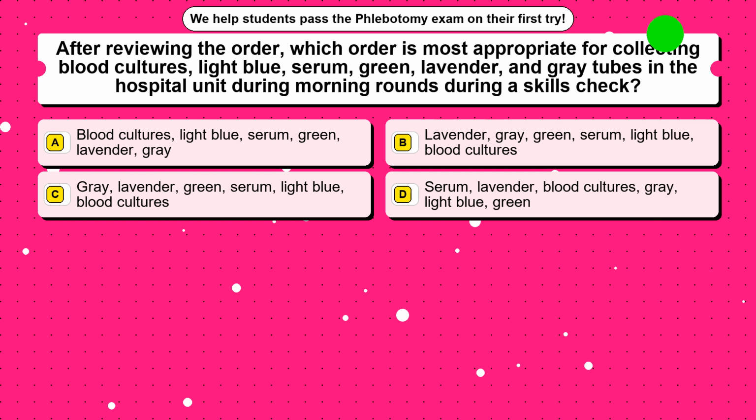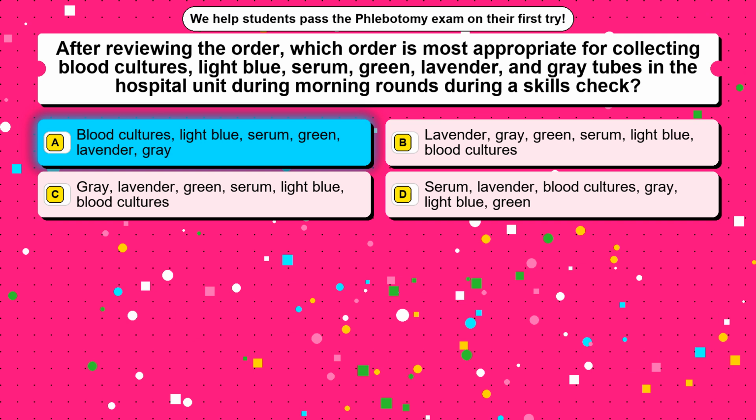Question 11. After reviewing the order, which order is most appropriate for collecting blood cultures, light blue, serum, green, lavender, and gray tubes in the hospital unit during morning rounds during a skills check? Option A. Blood cultures, light blue, serum, green, lavender, gray. Option B. Lavender, gray, green, serum, light blue, blood cultures. Option C. Gray, lavender, green, serum, light blue, blood cultures. Option D. Serum, lavender, blood cultures, gray, light blue, green.